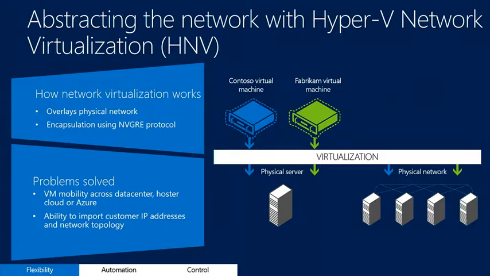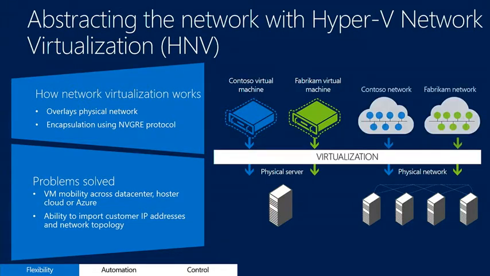Essentially, we overlay the physical network with a virtual network, and we do encapsulation through the NVGRE protocol. Why this matters is it allows you as a customer to not be restricted in moving your workloads up to the cloud. It gives you VM mobility across your data center, whether it's a hoster, the cloud, or Windows Azure, it doesn't matter. It allows you to import customer IP addresses and keep the network topology that you had originally.